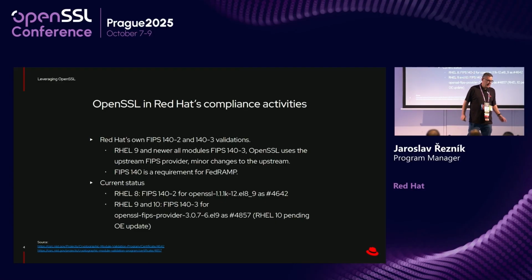In RHEL 9 and RHEL 10, we have the OpenSSL FIPS provider. Basically, as upstream allowed it, and I will talk more about it later, we split the provider out of the main RPM. So as of RHEL 9.2, you can use exactly the same RPM with the FIPS provider for every version, even RHEL 10, the same code. The only thing pending is the operational environment update in the security policy.